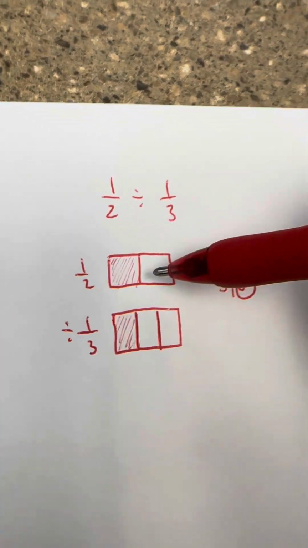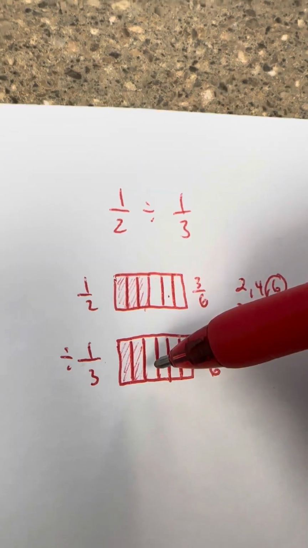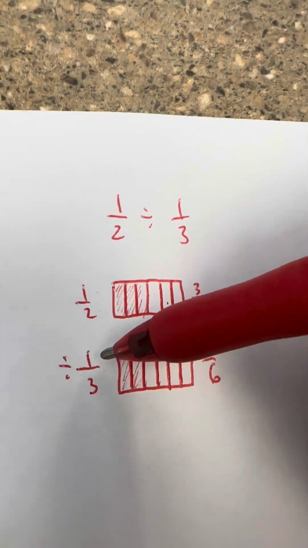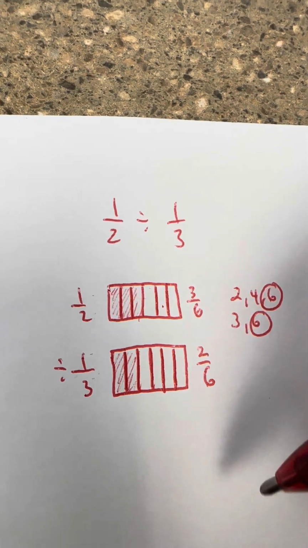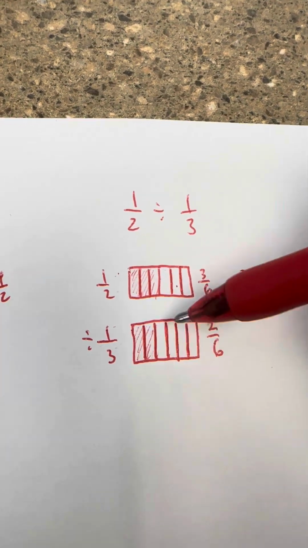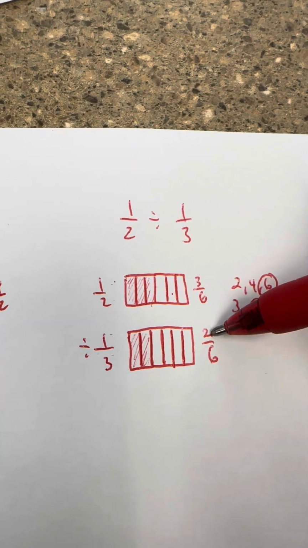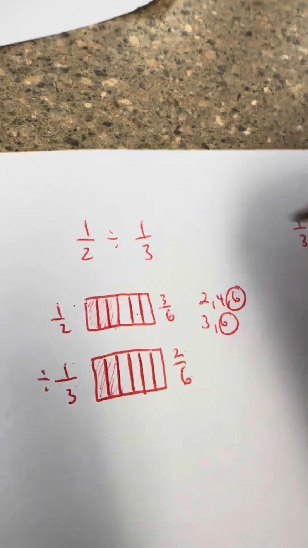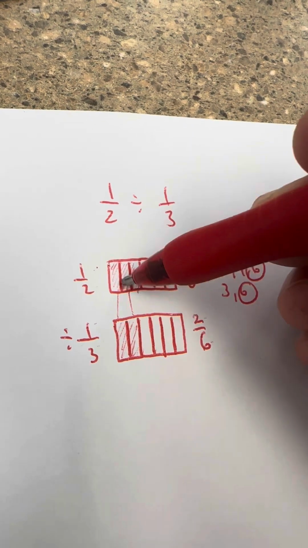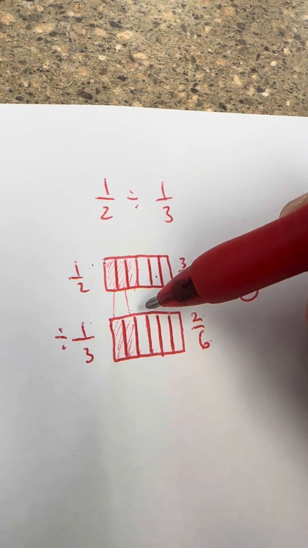Therefore, I need to cut this into 6 slices and this into 6 slices. And after cutting, I can see that 1/2 is the same thing as 3 out of 6 slices, and 1/3 is the same thing as 2 out of 6. Now the question again is, 1/2 divided by 1/3 is really asking you, how many times does 1/3 fit into 1/2? Or in other words, how many times does 2/6 fit into 3/6? I can see here that these two directly connect into this one time, right? I could fit this into that one time, but then I have this extra slice left over.